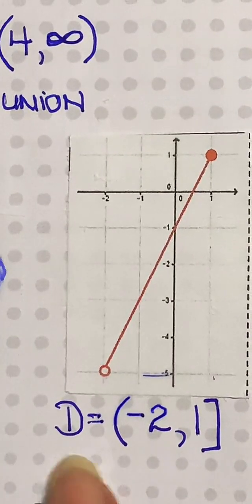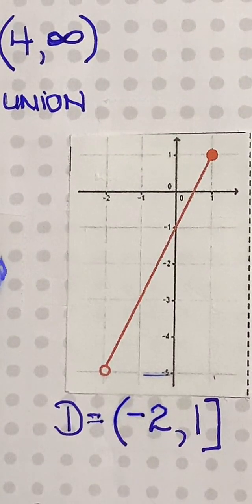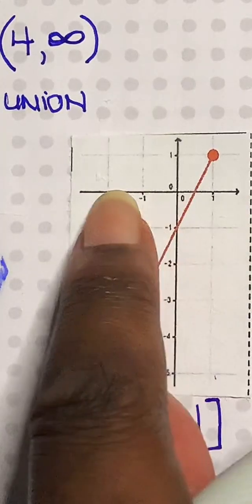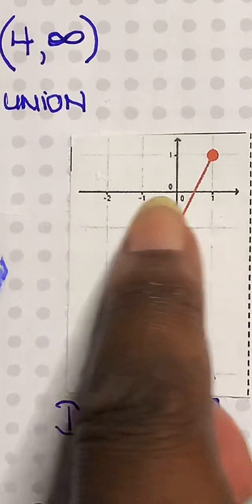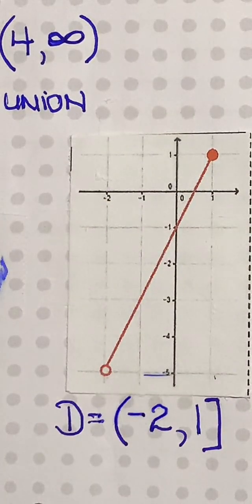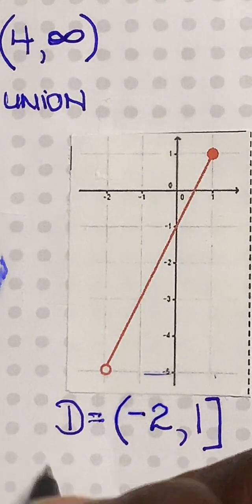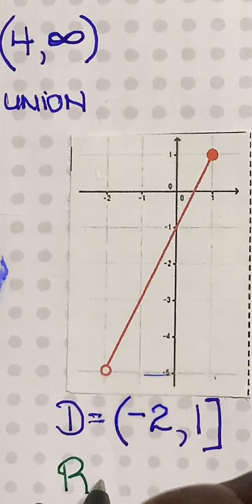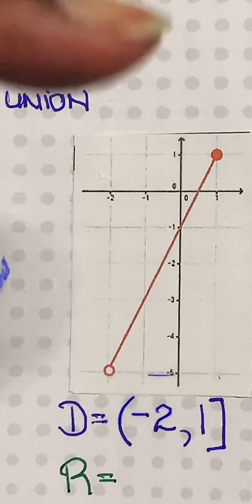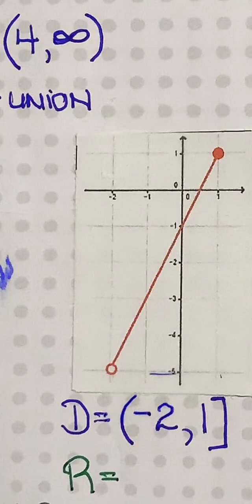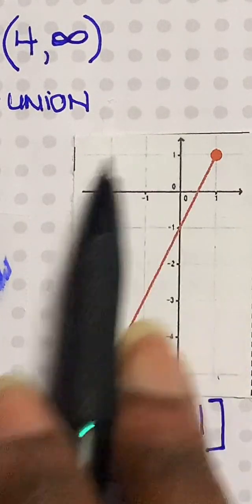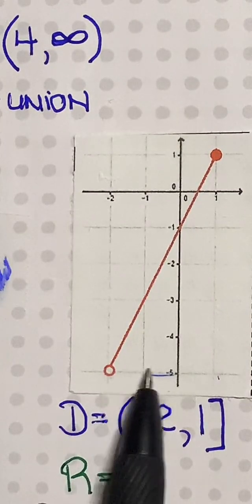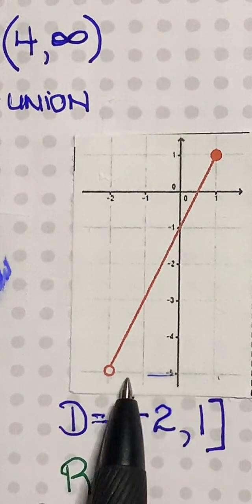All right, so that's how you find your domain. It's your x's. How wide is your graph? Now, your range, where'd it go? Here it is. Your range is how tall is your graph. So we want to know what's the lowest to the highest. So my lowest is going to be where?